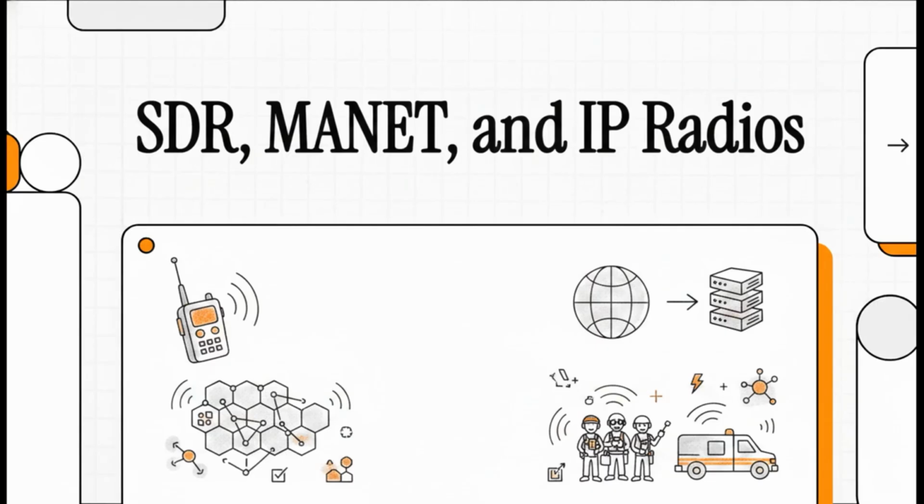Welcome to this explainer. Today, we're diving straight into the complex and, let's be honest, sometimes confusing world of modern tactical communications. We are going to decode the absolute alphabet soup of acronyms out there. Looking at the source material, I realized pretty quickly that these systems are definitely not one size fits all. So we're going to unpack the specific differences between SDR, MANET, and IP radios, outline their distinct use cases, and really explore the unique benefits of each one.